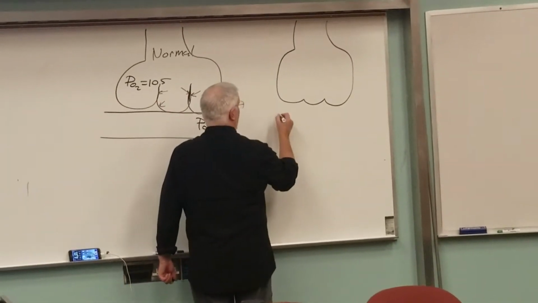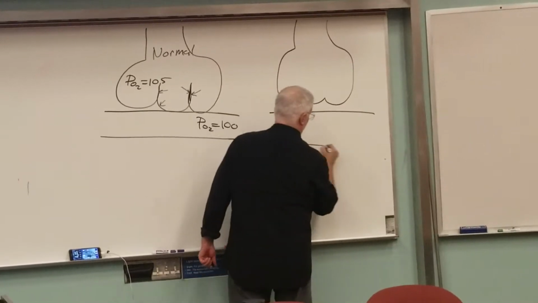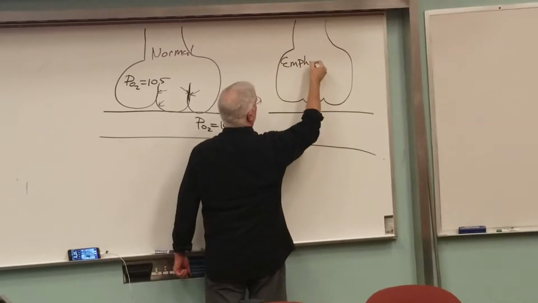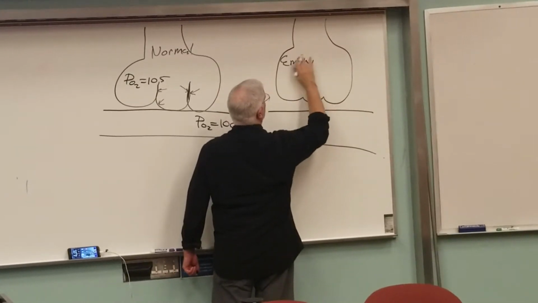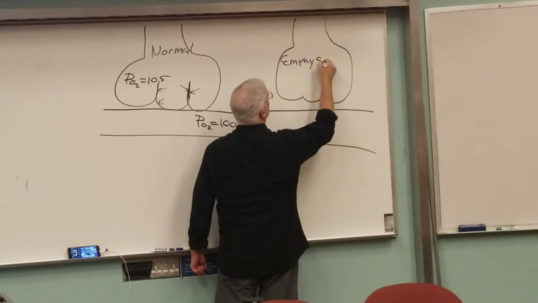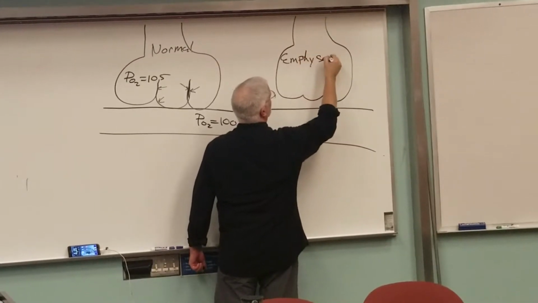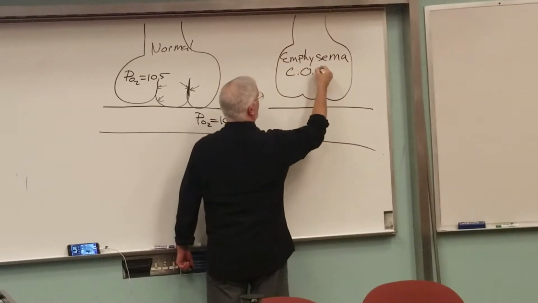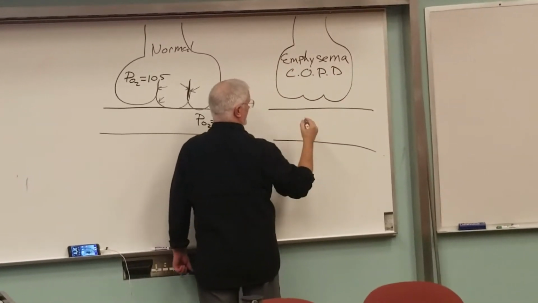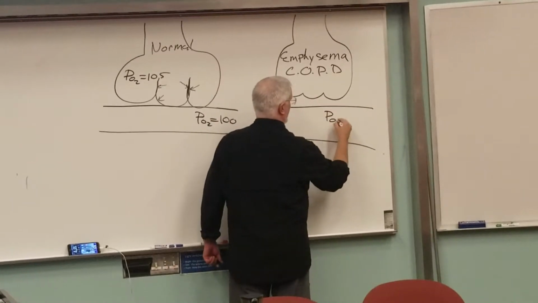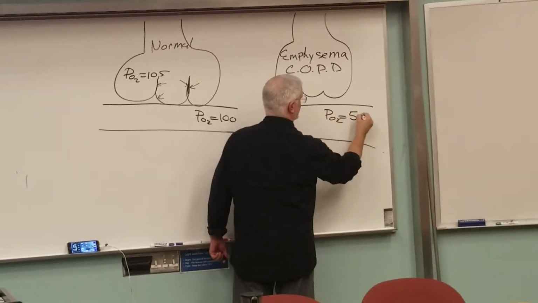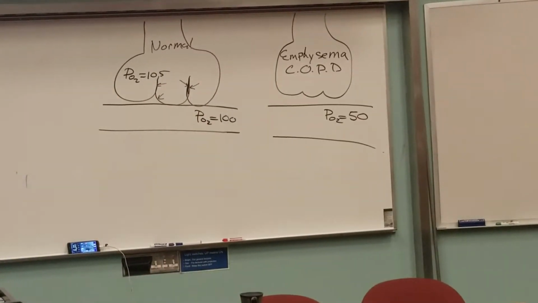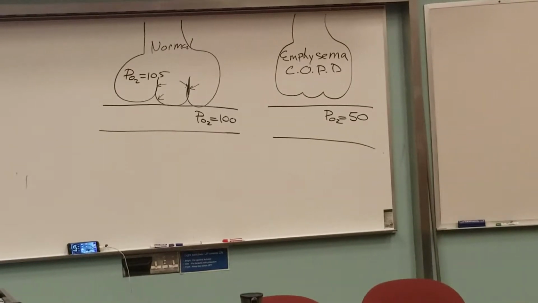When you look at the capillaries of someone with emphysema, part of chronic obstructive pulmonary disorder, their PO2 values equal roughly 50 compared to yours of 100. That's a consequence of that lower surface area. There's less opportunity for gas exchange.